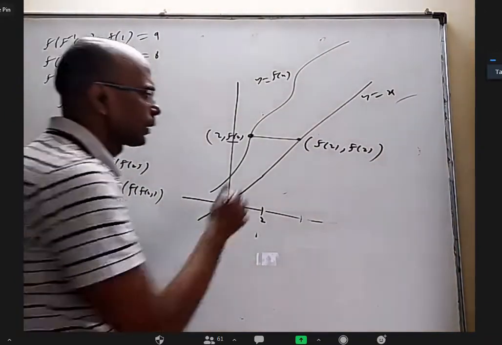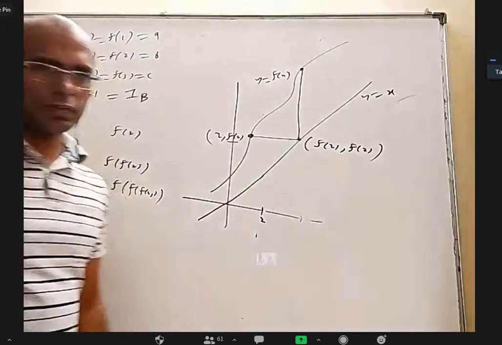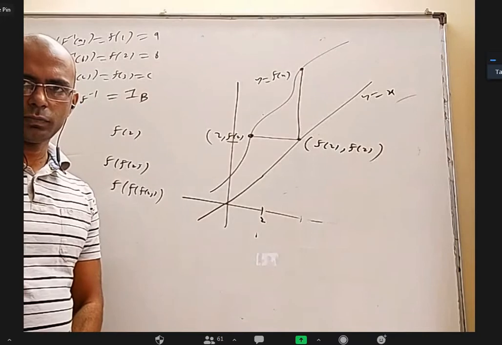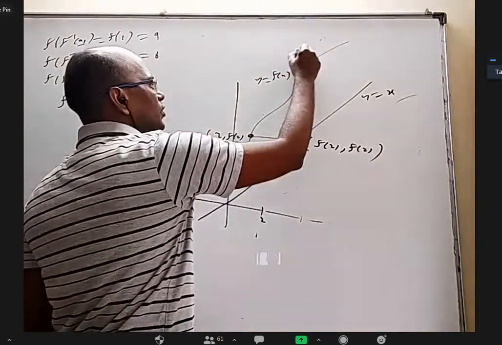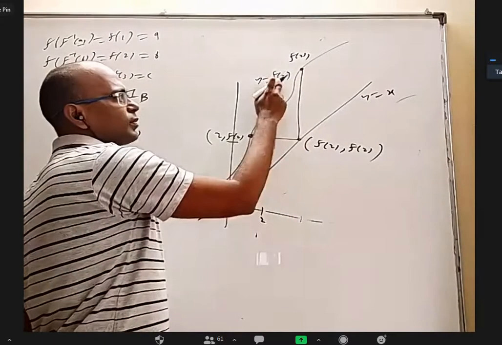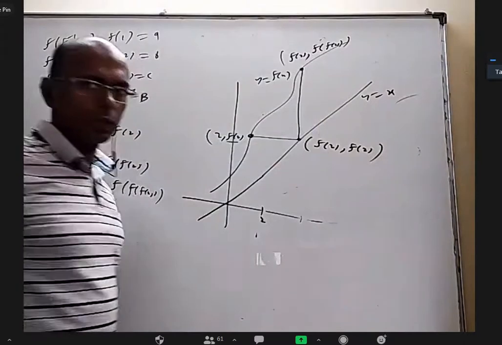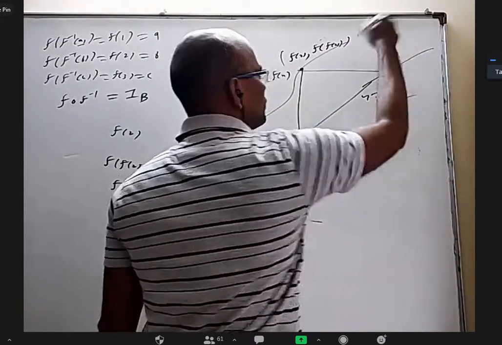Okay. Now go vertically above. What will the coordinates of that point be? The x coordinate will be the same, f of 2, but the y coordinate will be from this, which is f of 2. If you want another f of, go horizontally like this and then go vertically above.